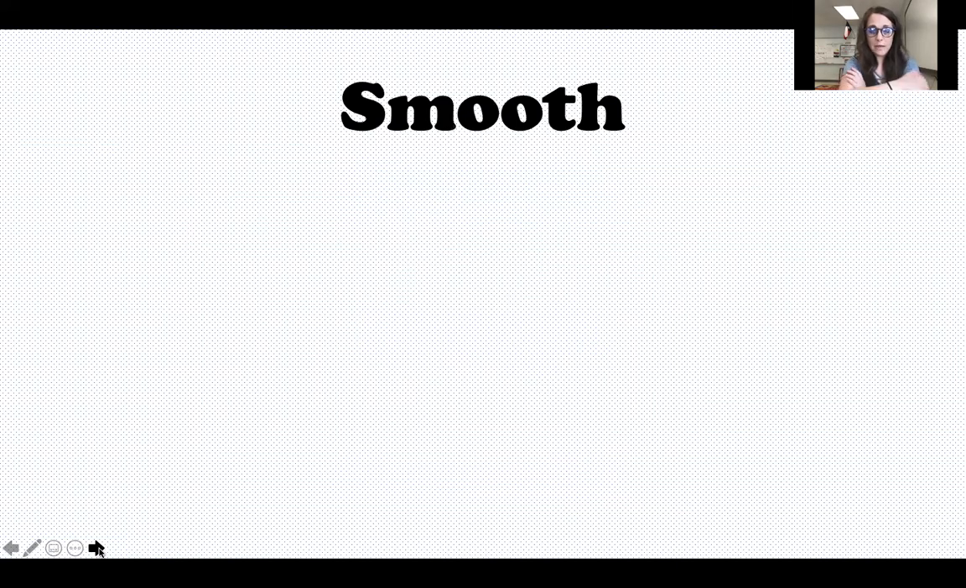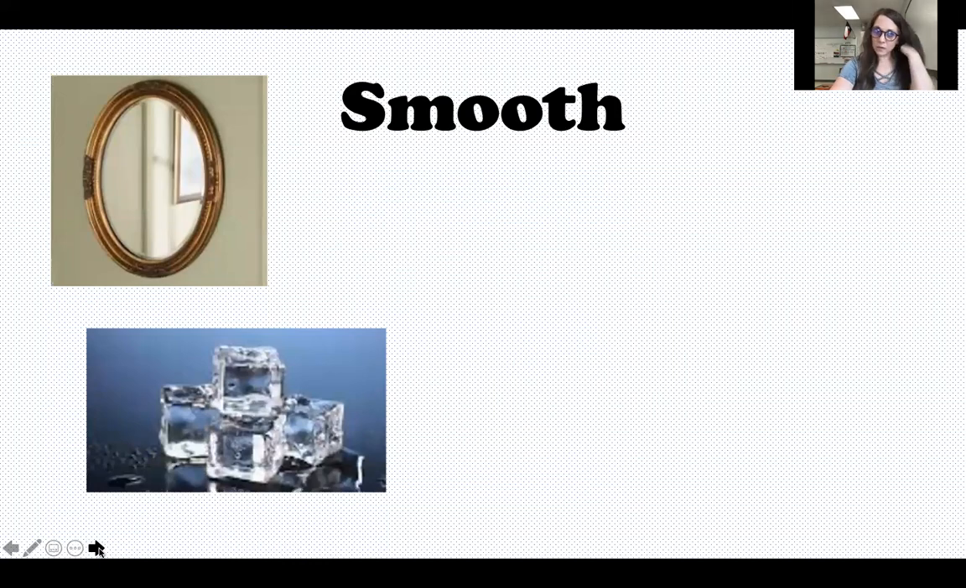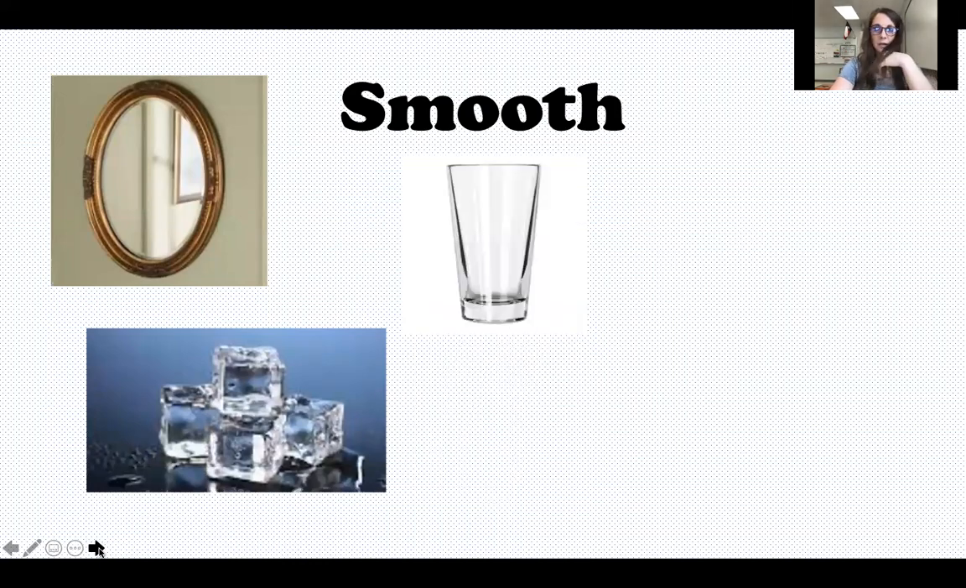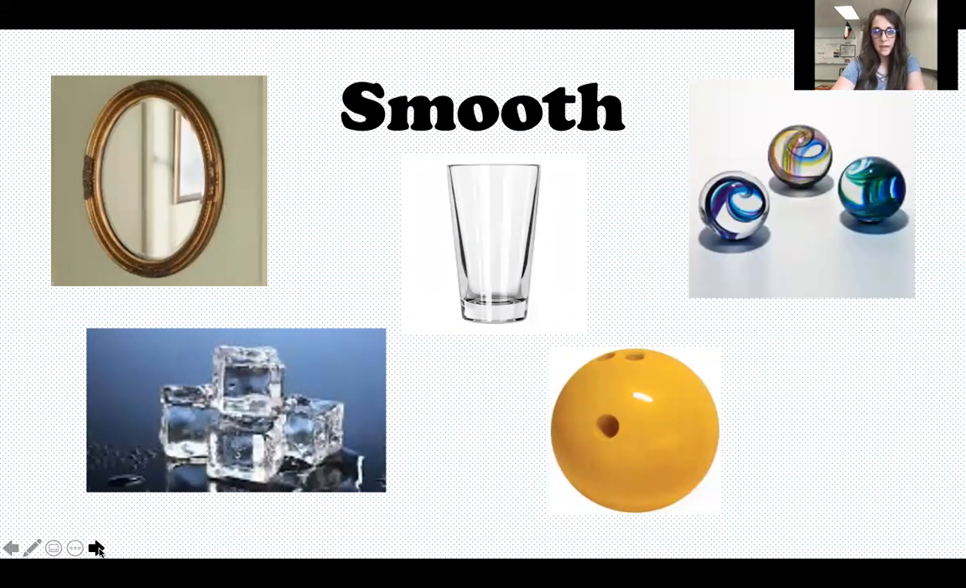Smooth is another way that we can describe how things feel. Here are some things that are smooth. A mirror is smooth. Ice cubes are smooth. Glass is smooth. A bowling ball is smooth. And marbles are smooth.